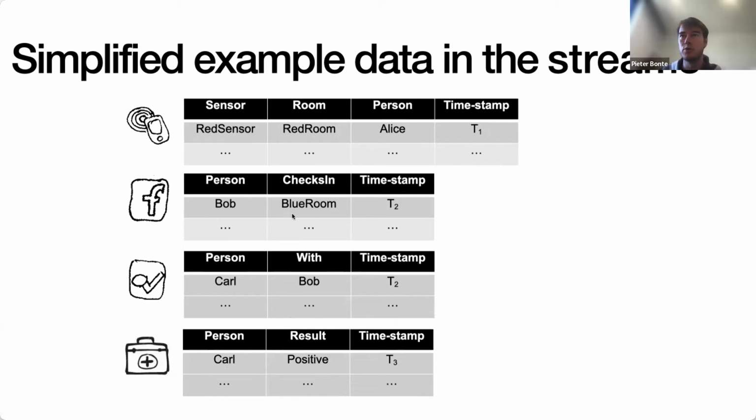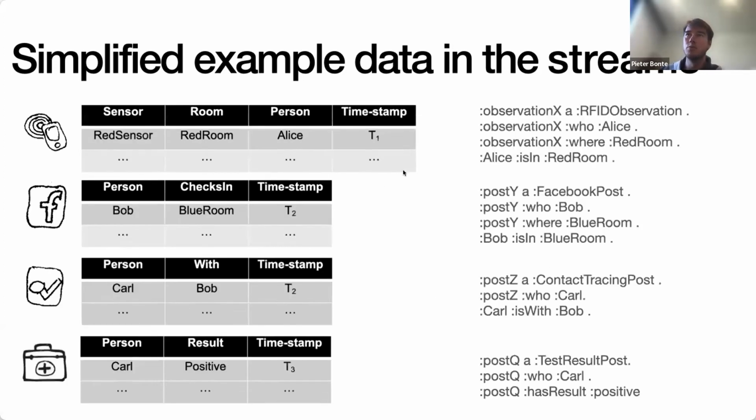So even though we posted them in table form, we will be using them in RDF. So for the RFID tags, we typically have an RFID observation stating who it was about, which room, and then maybe the most important triple, which person was in which room. And we see the same thing for the Facebook post. We also know who made the post, which room they were in, and then, for example, Bob is in the blue room.